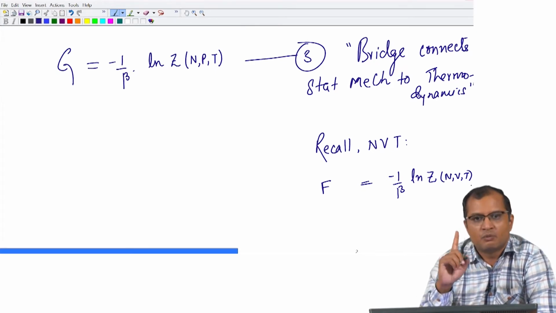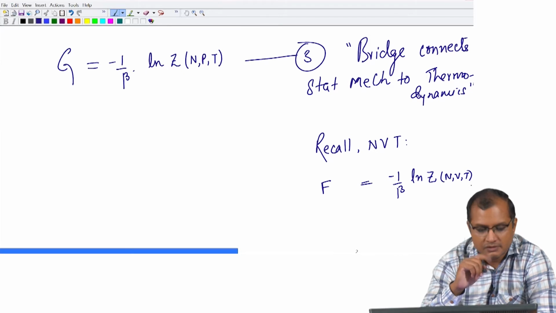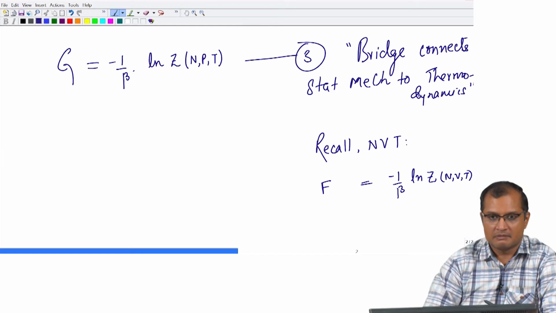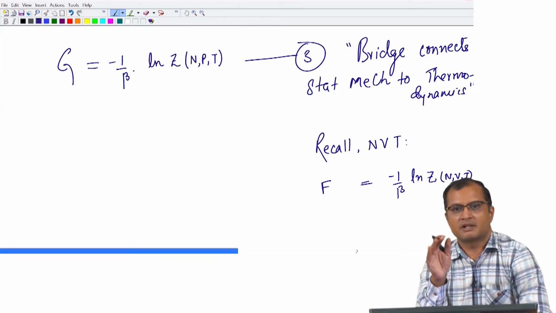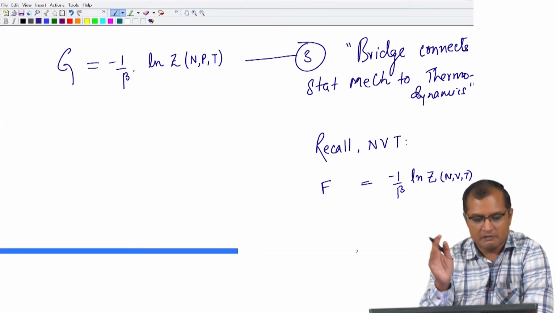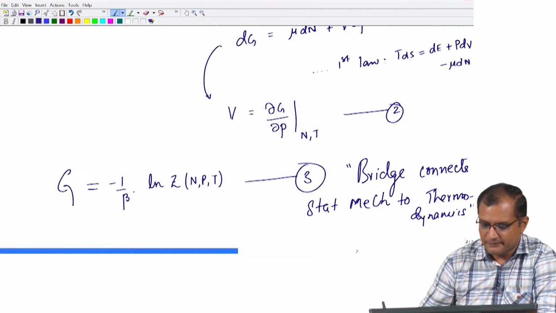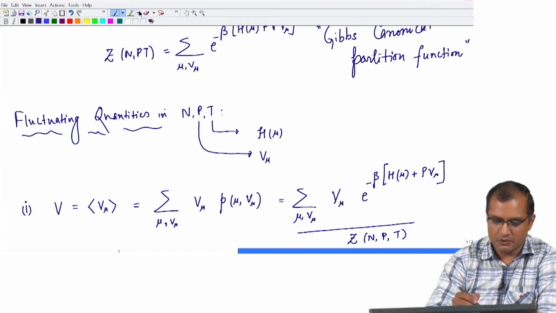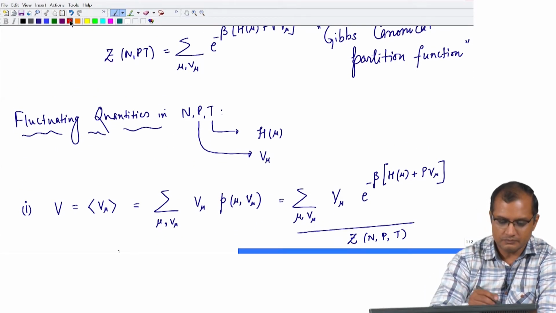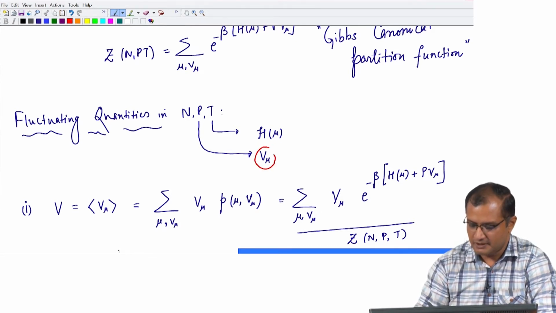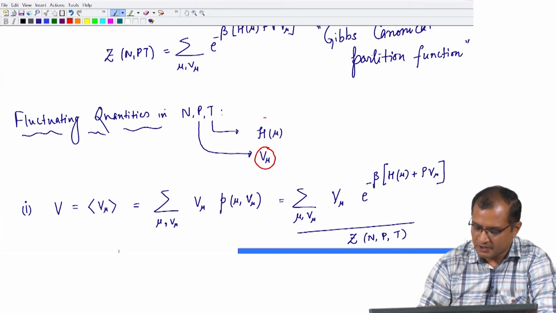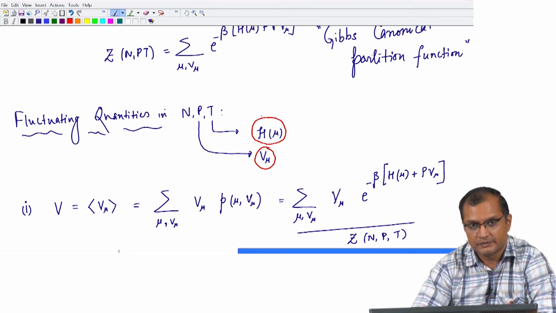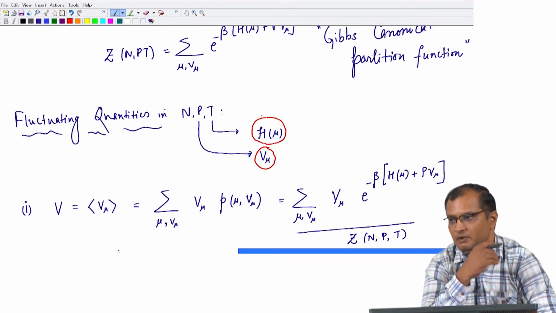Now, we have already computed one average, which is the volume average. We can compute another average, which is the average of the enthalpy. Remember, our total energy is no longer just the Hamiltonian, it is the Hamiltonian plus PV. So, like I said, there are two fluctuating variables. I have already computed the average of V. I am now interested in computing the average of H plus PV, because that is the new energy scale in the problem.